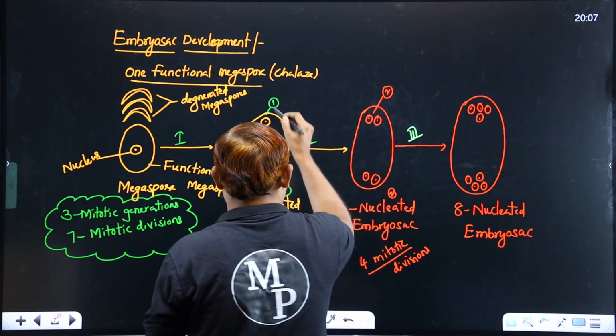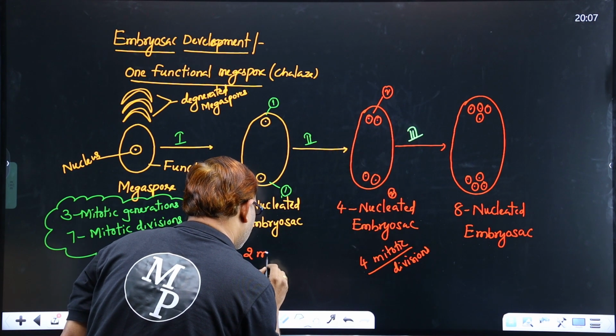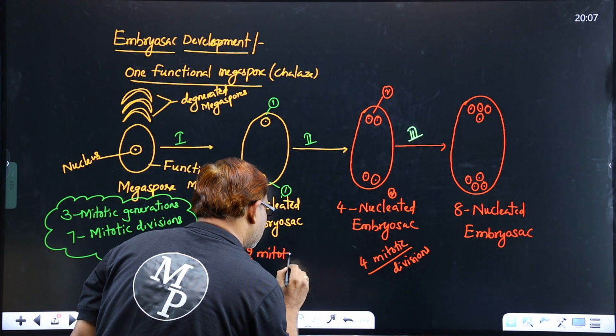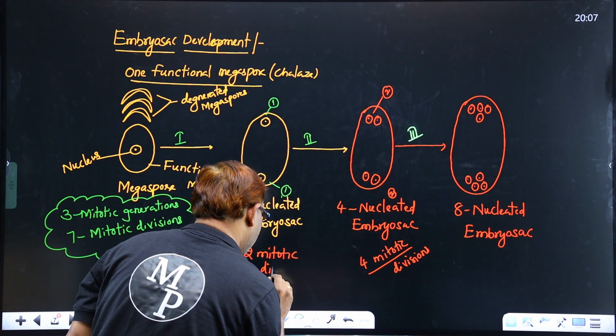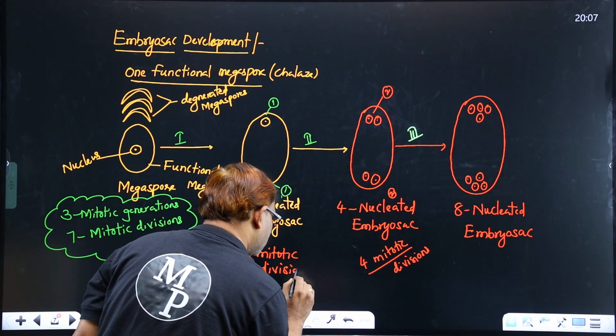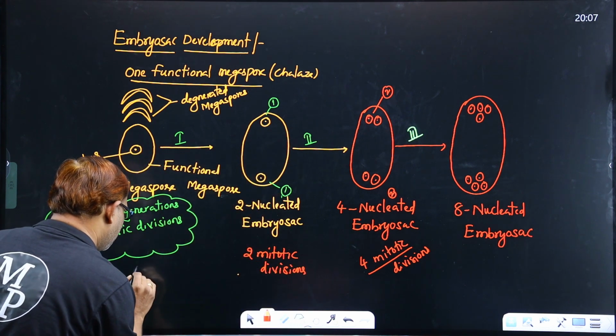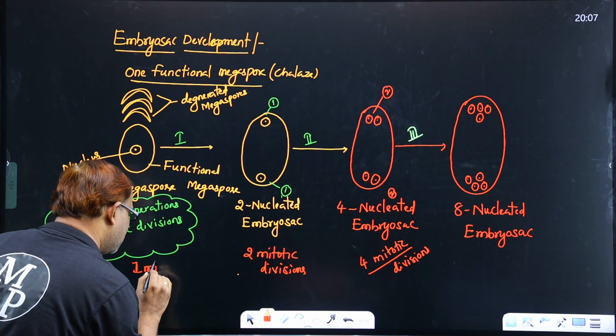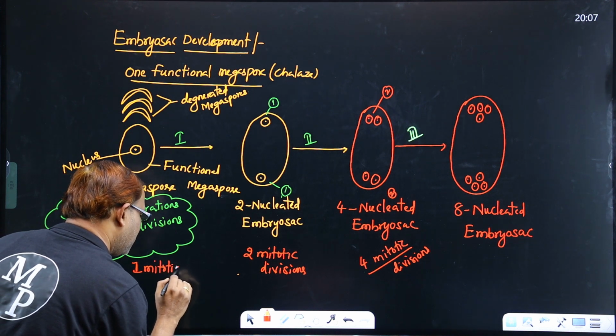Here, how many mitotic divisions? 2 mitotic divisions. And here, how many mitotic divisions? Only 1 mitotic division.